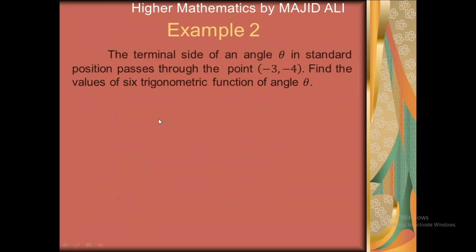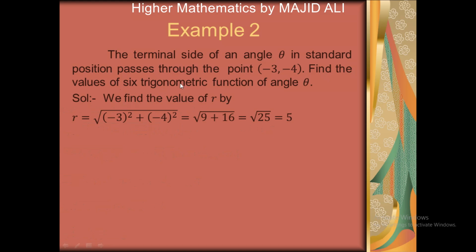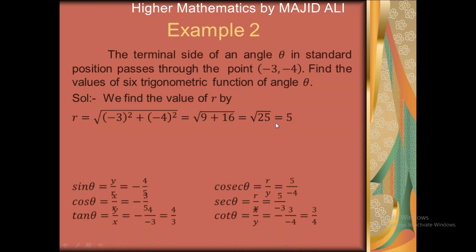This is similar to the previous example: the terminal side of an angle theta in standard position passes through the point -3, -4. Find the values of the six trigonometric functions. Similarly, this is the value of x and -4 is the value of y. Substituting the values in the distance formula, -3 squared plus -4 squared, which is equal to 9 plus 16, by adding both, 25. The square root of 25 is 5.